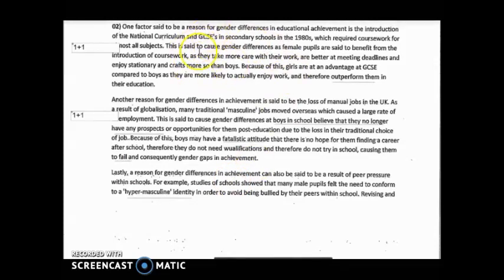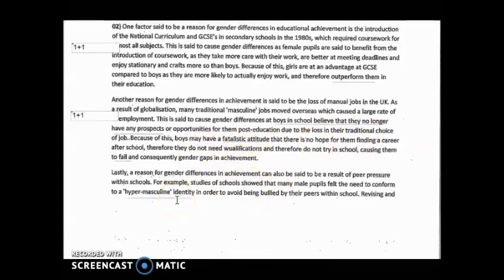She's identified the national curriculum there. She's clearly linked it to the introduction of coursework, and then she was saying that girls are at an advantage because of this, and that gets a qualifying mark. Secondly, we have got the loss of manual jobs or deindustrialisation, changes in employment. This means that boys have hardly any job prospects. Because of that, there is no hope for them finding a career, so they don't need qualifications.